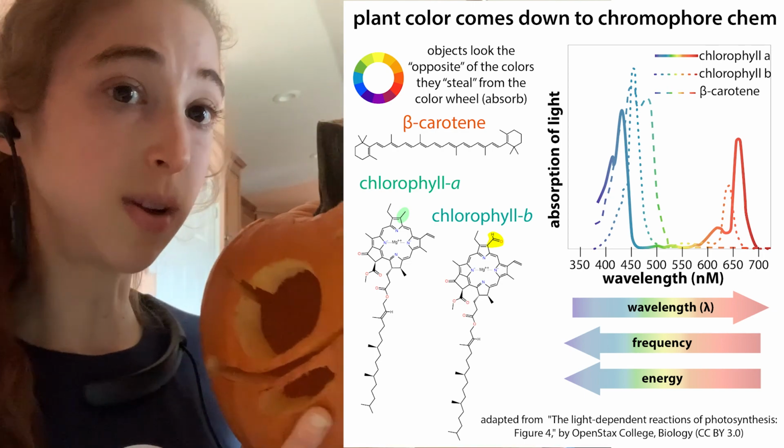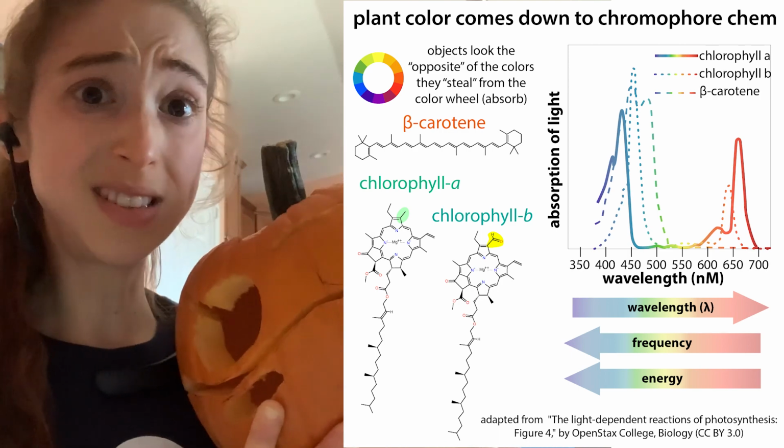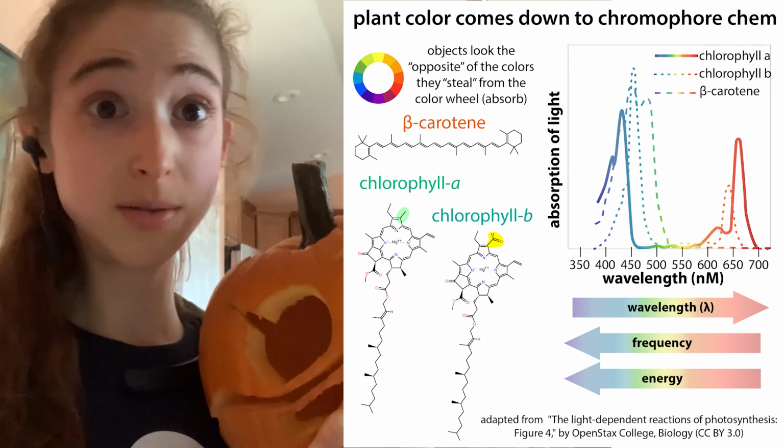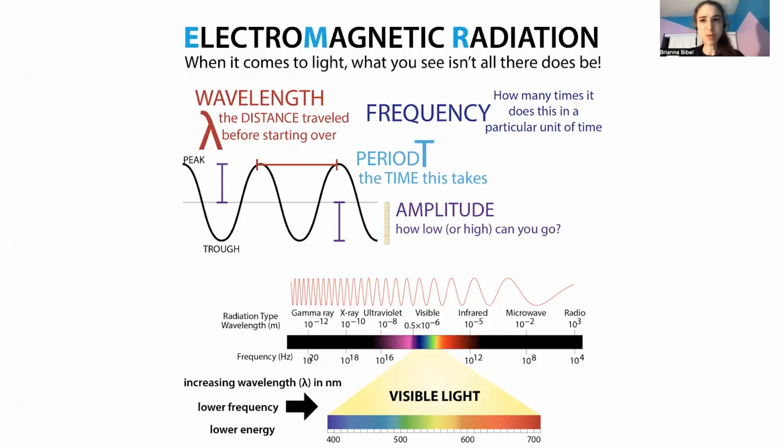But why does the pumpkin make that color? Why do plants look other colors? And what is color really anyway? Let's talk about it. First, what is light?